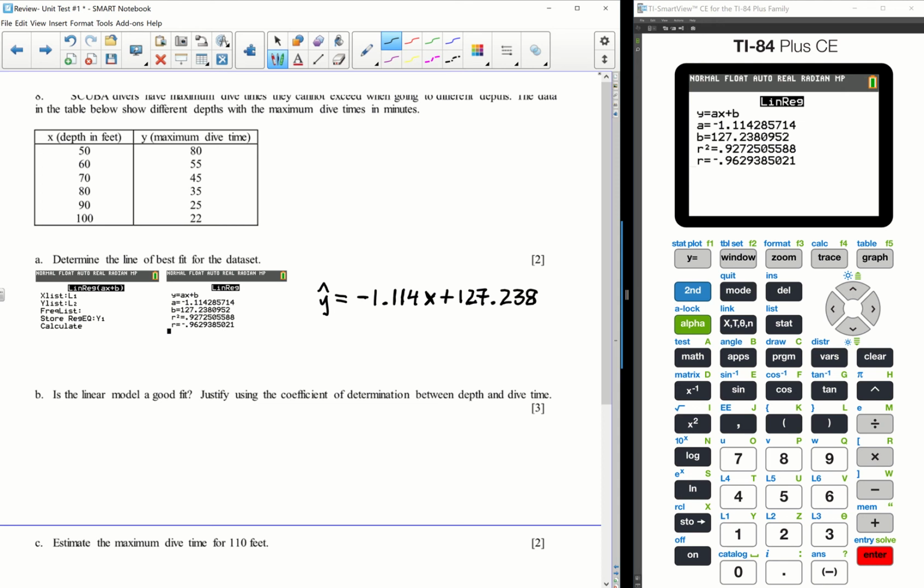All right. This one's asking for coefficient of determination. The previous problem we did was asking about correlation coefficient, so we're going both ways with this. Coefficient of determination is your r squared, and we know that the closer that value is to 1, the better the fit. So r squared is approximately 0.927.